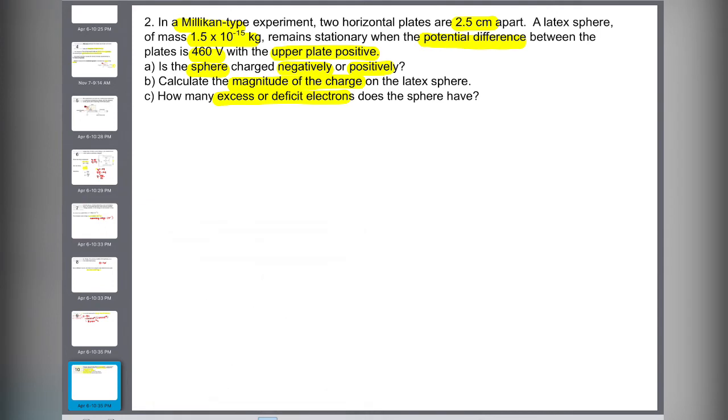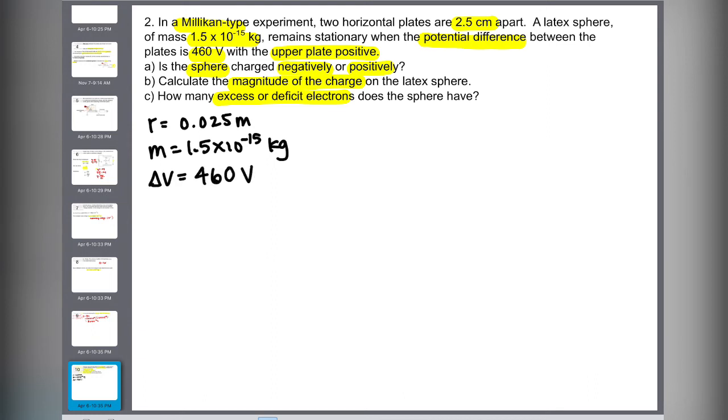Alright, so they tell you the distance between the two plates is 2.5 centimeters. So divide that by 100 to get your meters. The mass is 1.5 times 10 to the negative 15 kilograms. So that's a good unit. The potential difference, delta V, is 460. And the upper plate is positive. So if this is positive, that means the bottom is negative, and they're asking what the charge has to be in order for it to be able to suspend, okay?